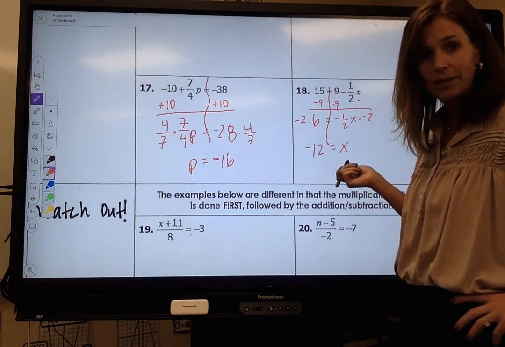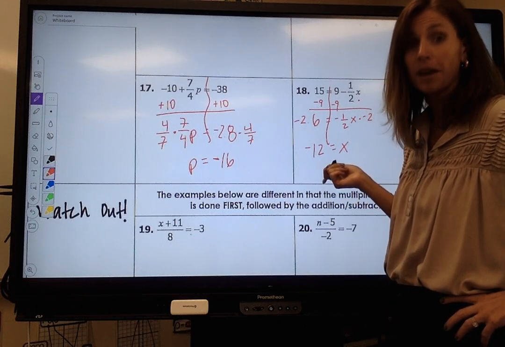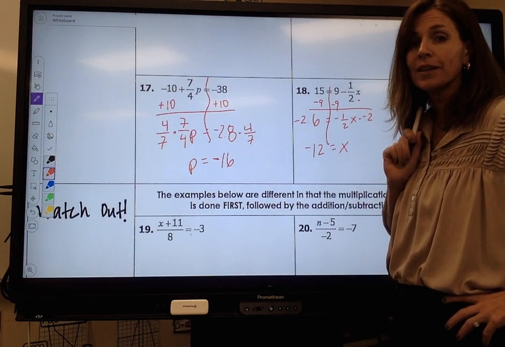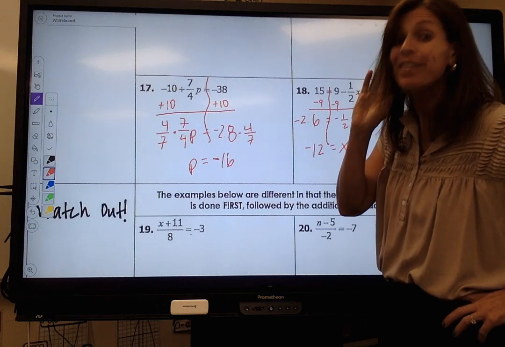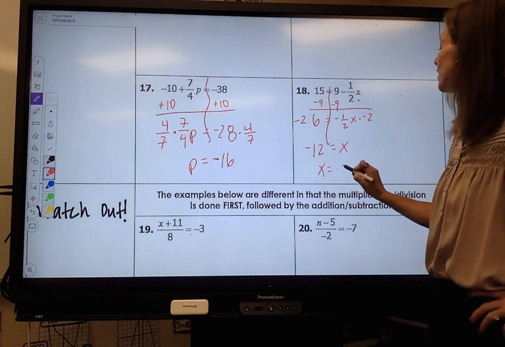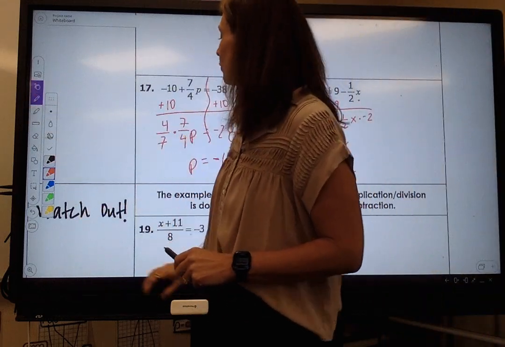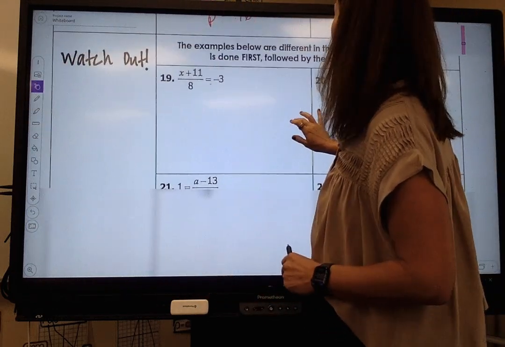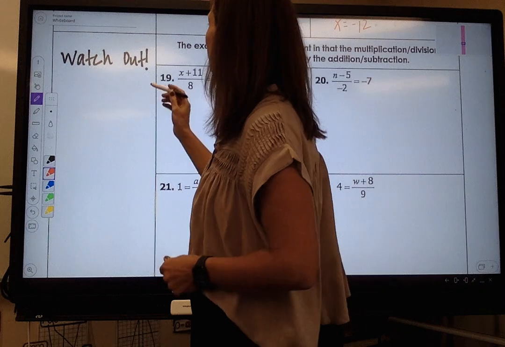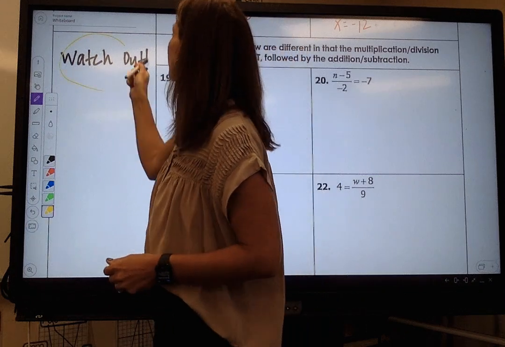Are you going to give me this answer? You are not. What property are you going to use? Yeah, the symmetric property. x equals negative 12. Okay? All right. Now, I want you to highlight this next part. It already says watch out, but this is a big one. This is a big one, and I see it a lot.